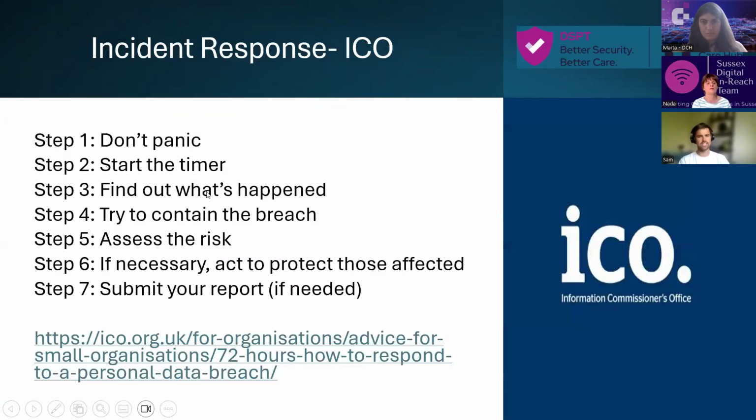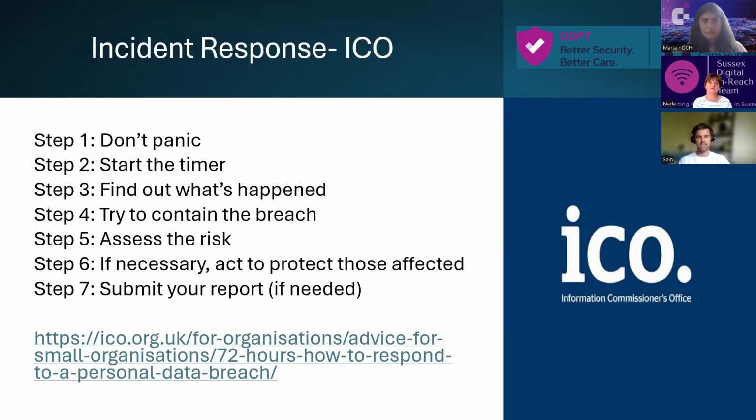So the ICO lays out just 7 quick steps that you can follow around what to do in an incident. So obviously, first one, don't panic. Second one is start the timer. You've got 72 hours to potentially report it if you need to. So first thing you need to do is find out exactly what happened. So you need to spend some time doing some fact finding.